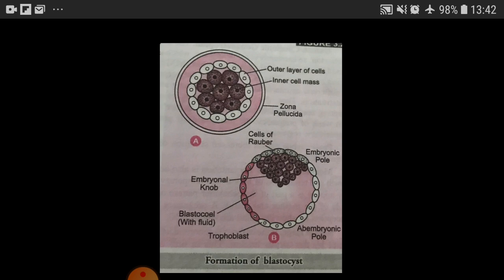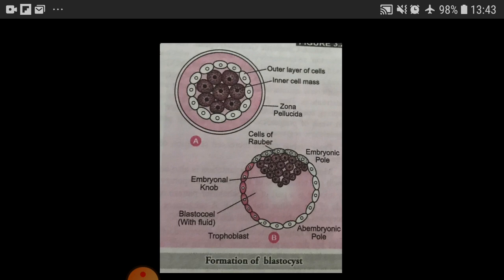As the quantity of fluid increases, the morula enlarges rapidly and assumes the shape of a cyst. Then it is known as blastocyst. Inner mass cells now look like a small knob at one pole. The knob gives rise to the embryo and is known as the embryonal knob. You can see it very clearly in the second diagram displayed on your screens, the B diagram.